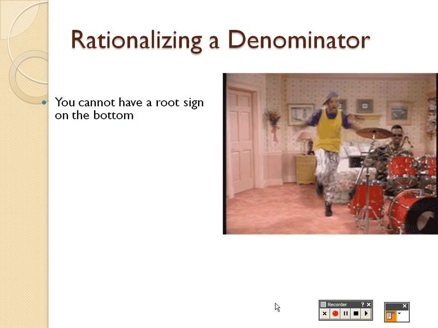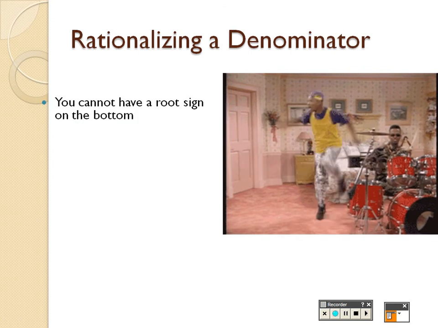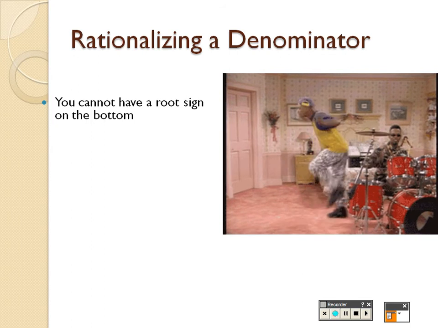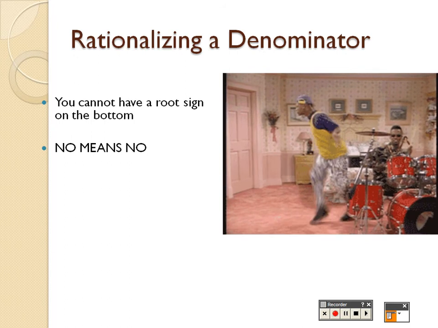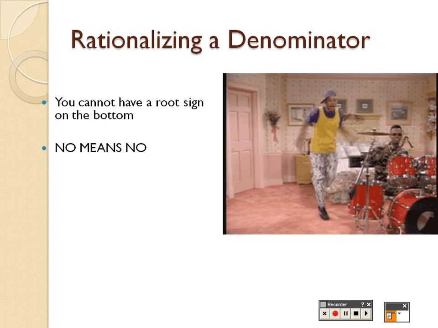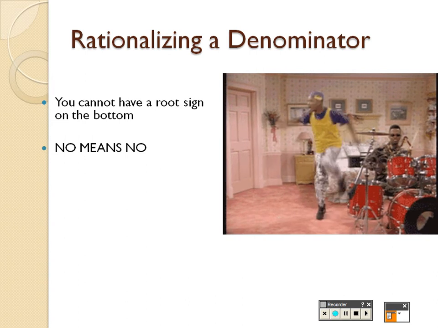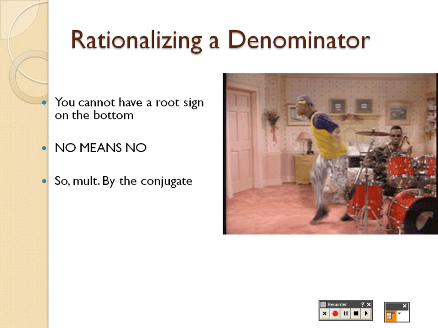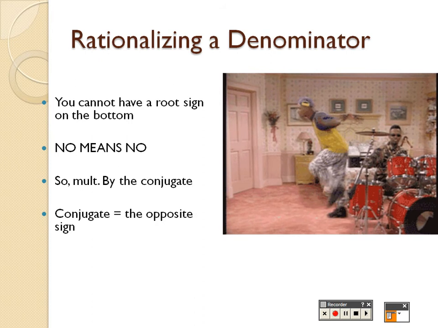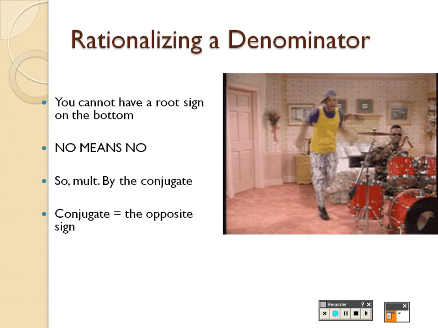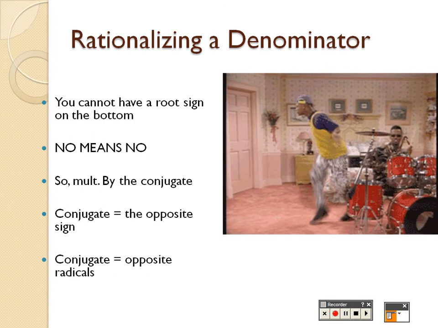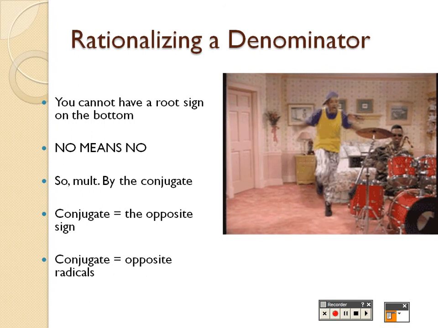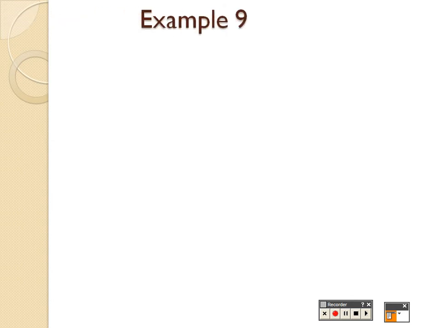So rationalizing a denominator, you cannot have a root sign on the bottom. That's very simple. Not allowed. Can't have a root sign on the bottom. No means no, and that means don't do it. You guys leave them there all the time, and it frustrates me when I tell you to simplify a problem and you see a root sign on the bottom. You know you aren't done. I'm telling you right now. So to do that, you got to multiply by the conjugate, and the conjugate basically means the opposite sign, or the opposite radical. So it's something to keep in mind when we are rationalizing denominators here.